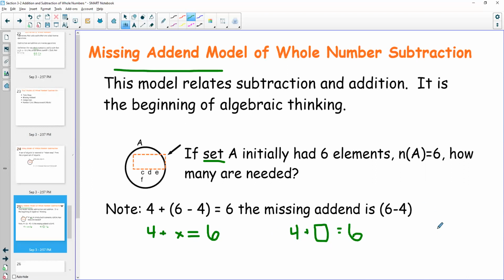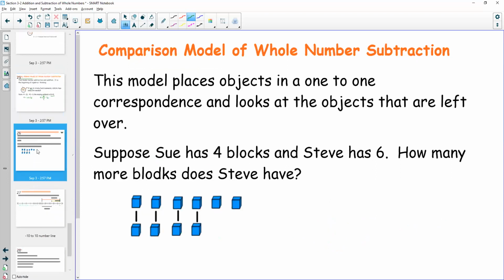This is a missing addend problem, but this is a subtraction problem, isn't it? Because really what goes in this box is 6 minus 4. So we know it's going to be 2 because I need 2 other things to complete my set. But this is where kids start to get the idea of inverse operations.